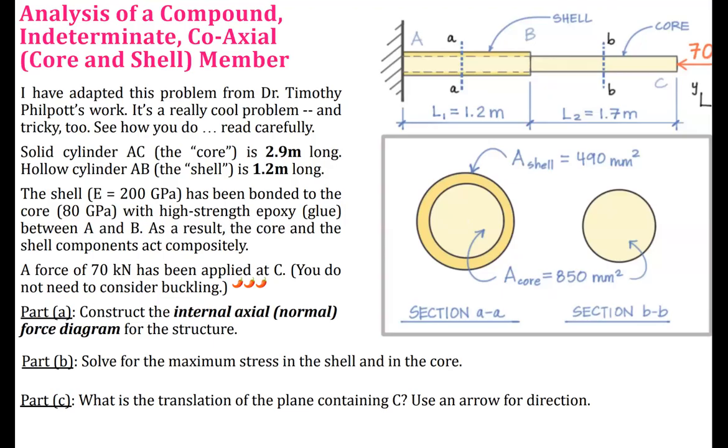Hello, everybody. This is a problem titled Analysis of a Compound Indeterminate Coaxial Core and Shell Member. What a mouthful, right?